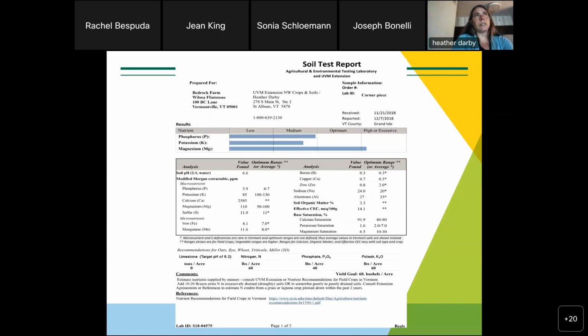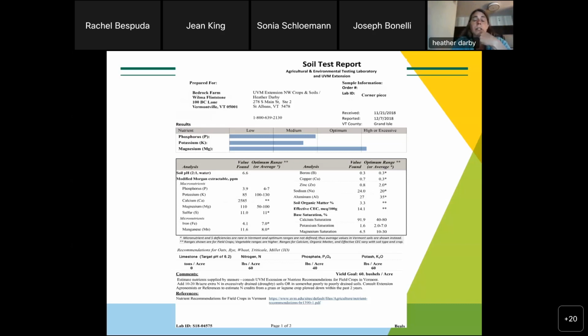I also think you can run into some errors if you're taking a core that's 12 inches and then you start cutting that. You can end up skewing your soil test a bit.